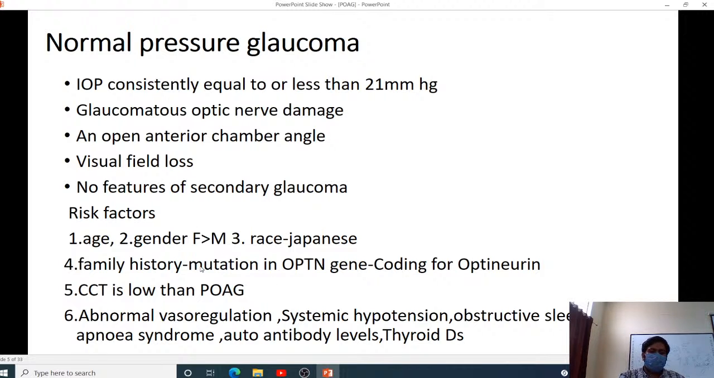Those patients who have low central corneal thickness are also prone to NTG. The new theories say there is a debate whether it is glaucoma or because of abnormal vasoregulation, that is, an abnormality in the autoregulation of the optic nerve head, which causes this NTG. Systemic hypotension, obstructive sleep apnea syndrome, and thyroid disorders are other risk factors for NTG.